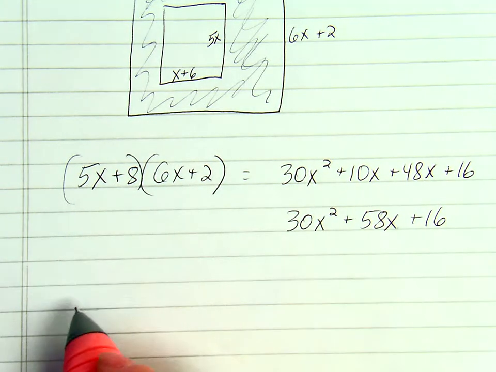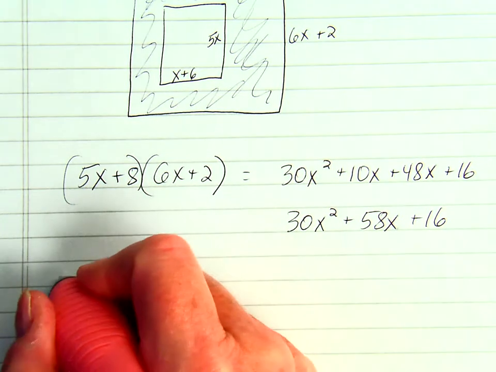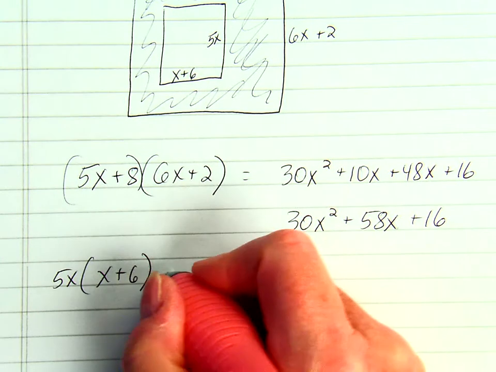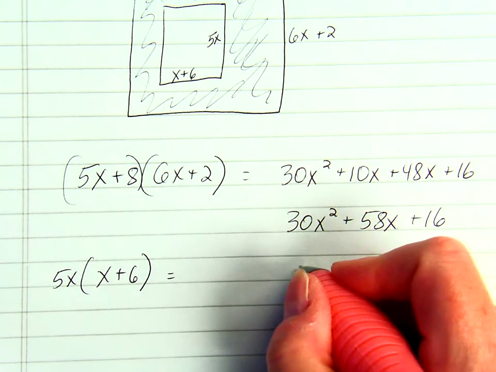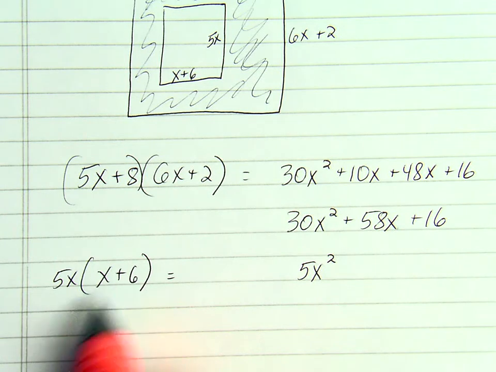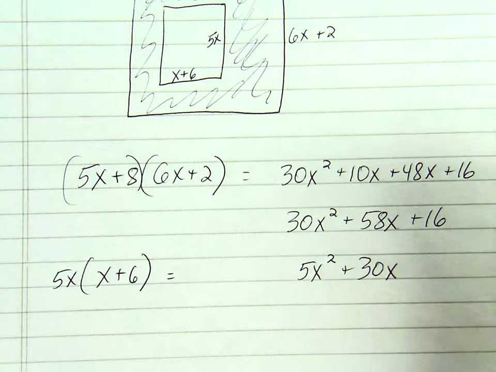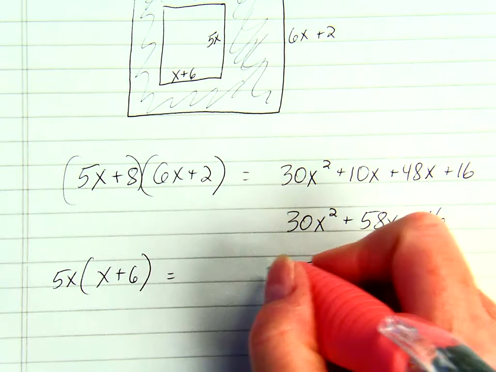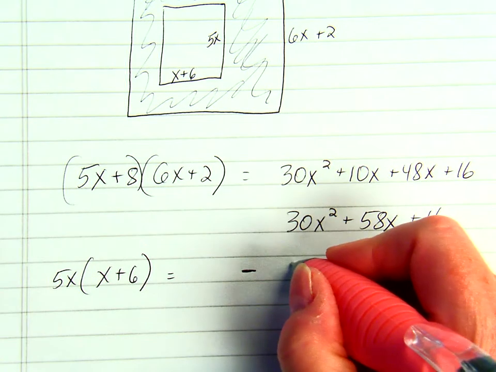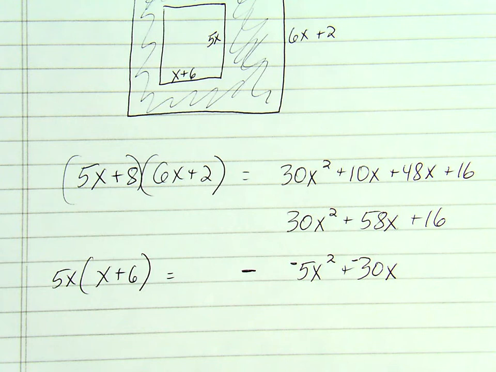Now over here I'm going to come back and I'm going to say now I need my small area, which is 5x times x plus 6. And that's going to give me 5x squared plus 30x. Now, I'm going to subtract this from the other, which means that becomes a negative and that becomes a negative, okay, because I am subtracting them.